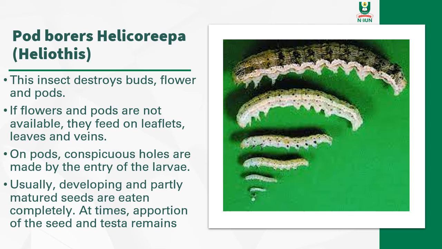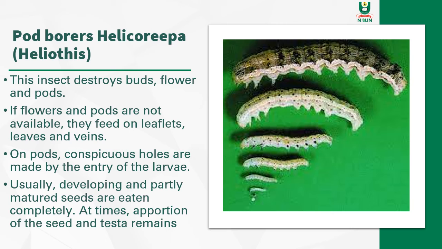If flowers and pods are not available, then they feed on the leaves, the leaflets, and the base of the leaves. You can see how destructive they are. And these leaves are necessary for photosynthesis. So when the leaves are no more there, the plant cannot trap sunlight from the sun and it cannot be useful for its growth. On the pods, you can see conspicuous holes that are made at the entry of the larvae.